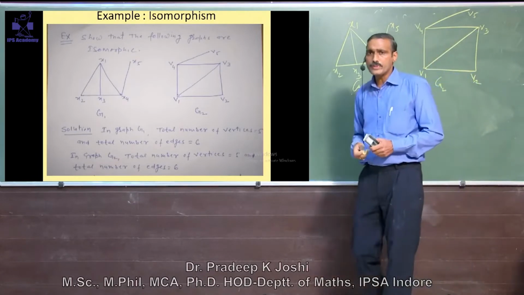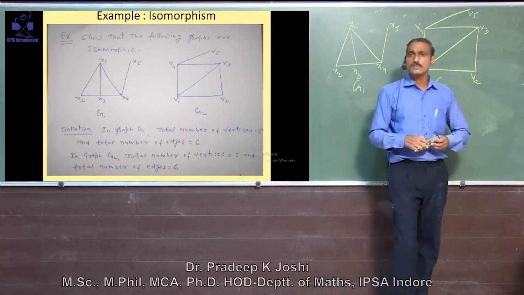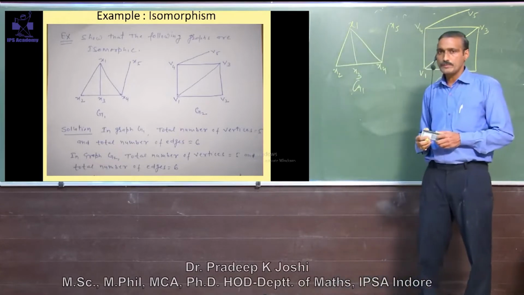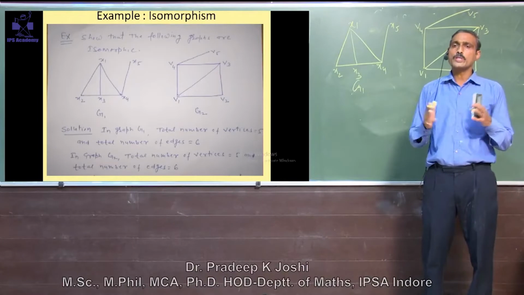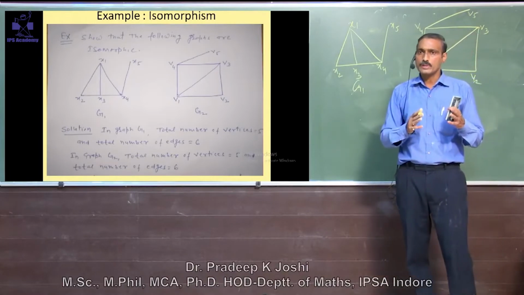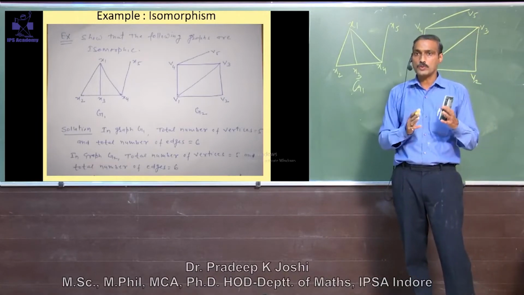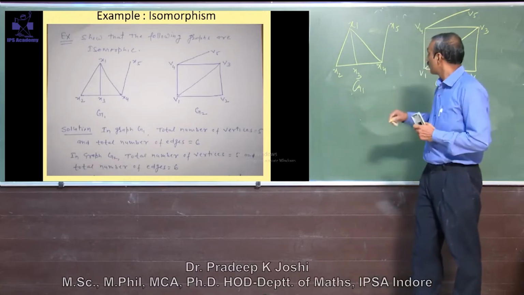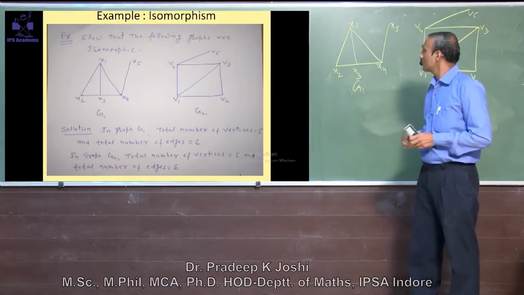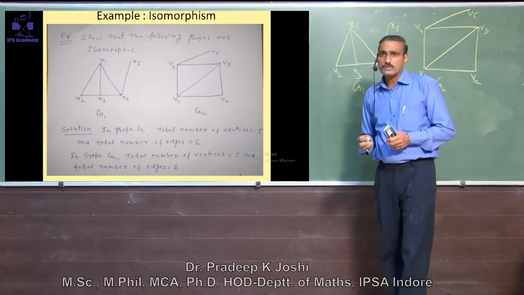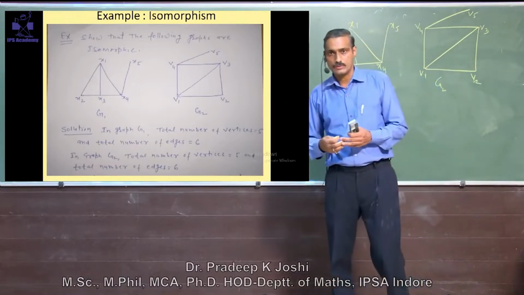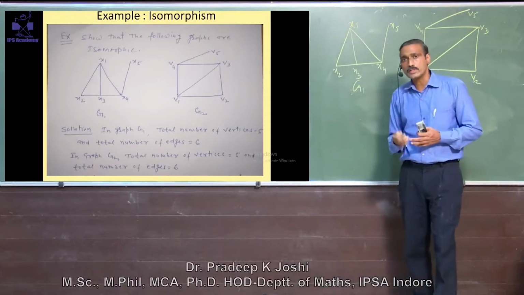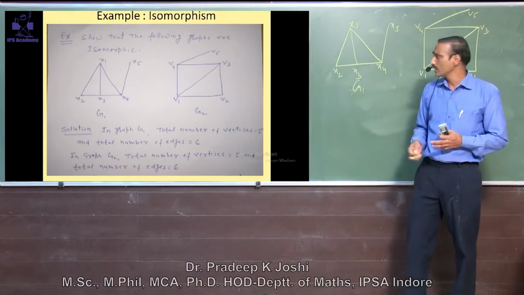In the definition we have discussed the incidence relationship being preserved. That means we have to find the corresponding vertices of G1 and G2. For finding the corresponding vertices of G1 and G2, first we have to check the basic condition. What is the basic condition? The necessary condition for a graph to be isomorphic.